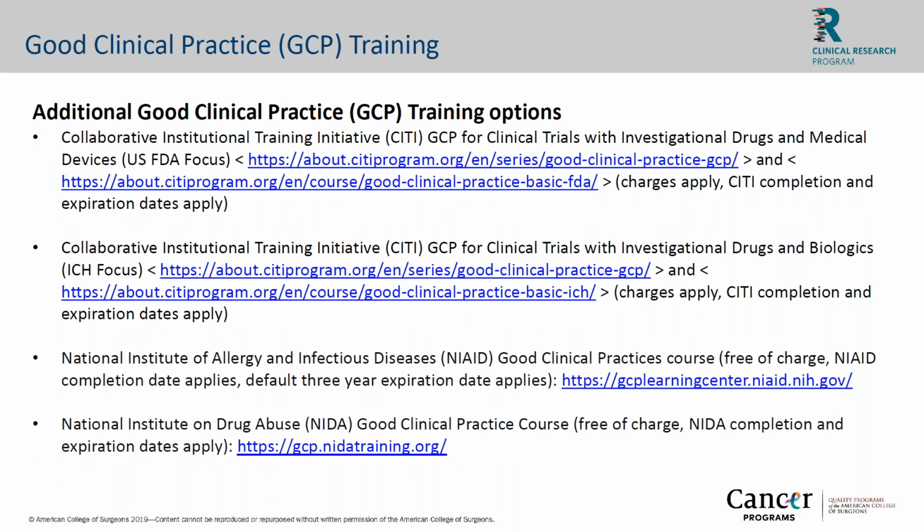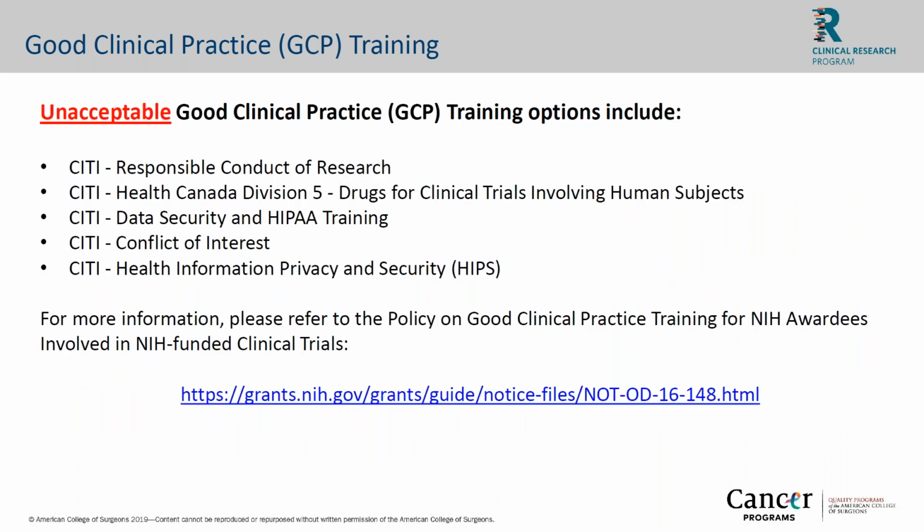In addition, you can also use the links on your screen for other avenues to obtain your good clinical practice training. Please be advised that the following trainings are unacceptable for your good clinical practice training obligation: responsible conduct of research, Health Canada Division 5, drugs for clinical trials involving human subjects, data security and HIPAA training, conflict of interest, health information privacy and security. For more information, please refer to the policy on good clinical practice training for all NIH awardees involved in NIH-funded clinical trials via the link below.